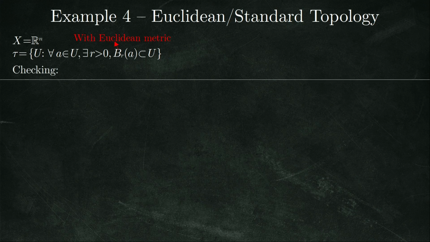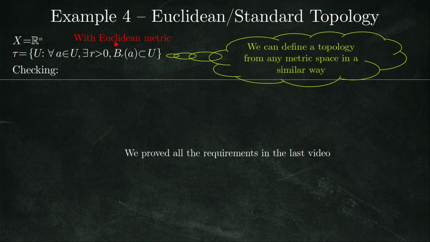Then we need to check this is a topology, but in fact, we already did this in the last lesson. We had that big table proving all of the requirements of open and closed sets. And in fact, we could define a topology from any metric space in a similar way. We don't have to use the Euclidean metric. We just take a metric space, and then the open sets in that metric space, we can use to define a topology. And in fact, that's an equivalent definition of the discrete topology from before.